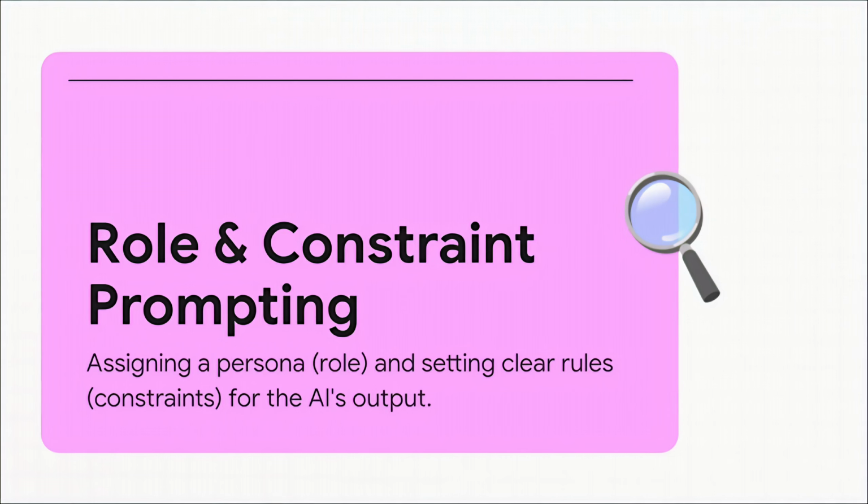With role prompting, you're giving the AI a job title, a persona. Act as a financial advisor, or you are a senior data analyst. Then with constraints, you give it the guardrails. Things like answer in under 100 words, or only use bullet points. When you put them together, you get this incredible layer of precision.